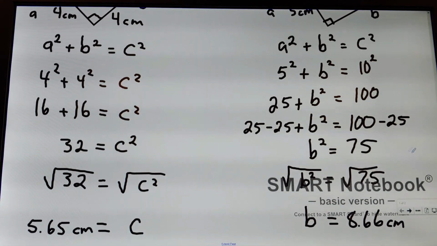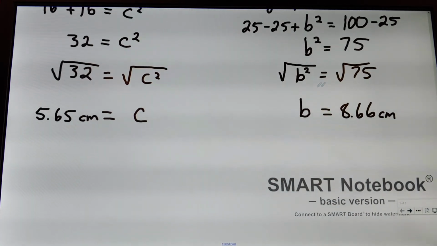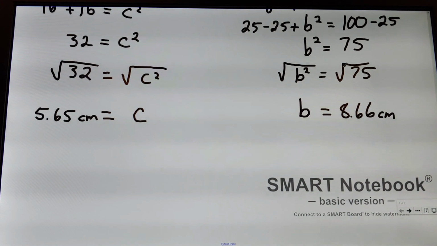And then from there, I'll just extend the page so you don't have that watermark in the way. From there, square root both sides, so we get just B. The square root of 75 is 8.66. And of course, you are using your calculator for this.